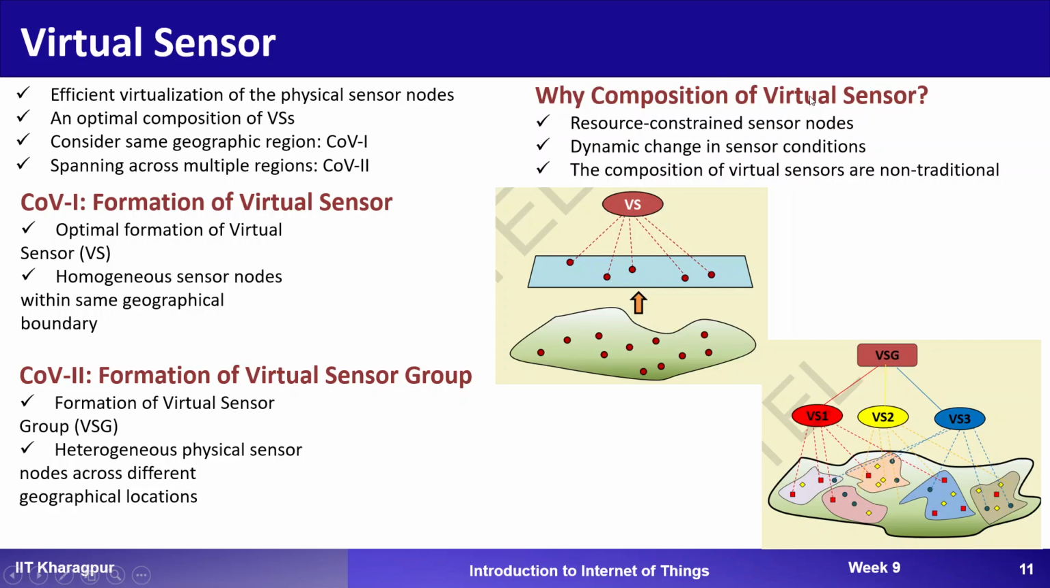Now, why is the composition of virtual sensors required? Since sensor nodes are resource-constrained devices, one sensor node cannot fulfill the need of a particular application, therefore we need to cluster these sensor nodes. After that, there is dynamic change in sensor conditions, so in order to handle that, we need a combination of sensors. The third reason is that the composition of virtual sensors is non-traditional.